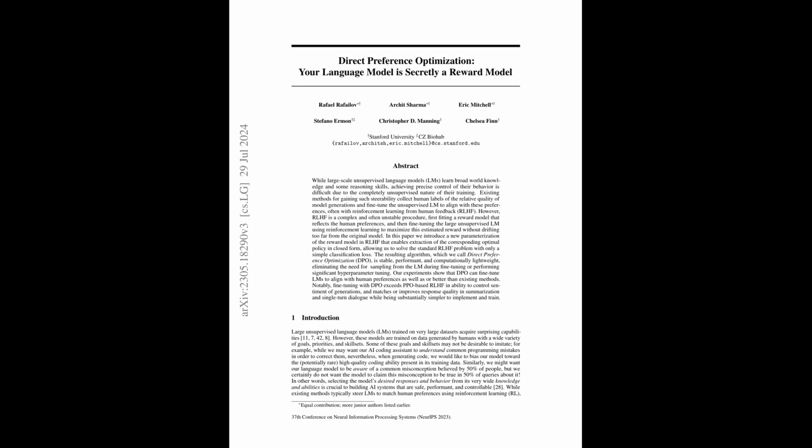The authors also provide a theoretical analysis showing that their reparameterization doesn't lose any expressiveness. They define an equivalence relation on reward functions. Two reward functions are equivalent if they differ only by a function of the prompt. Since such functions cancel in the Bradley-Terry model and also induce the same optimal policy, they then prove that for every equivalence class of reward functions, there exists a policy that represents it under the DPO parameterization. So you're not constraining the space of learnable rewards at all.